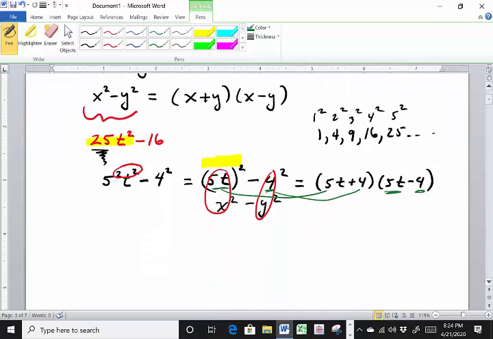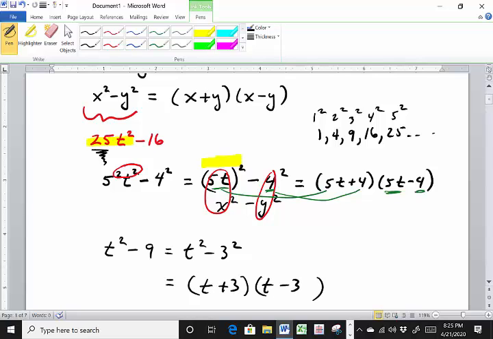Okay, here's one a little bit easier. Let's just look at t squared minus 9. Well, you'd have to recognize that 9 is actually a perfect square, so this is the same as t squared minus 3 squared. And you don't have to rewrite it like this. If you notice that 9 is a perfect square, then you can just directly go to t plus 3 and t minus 3.